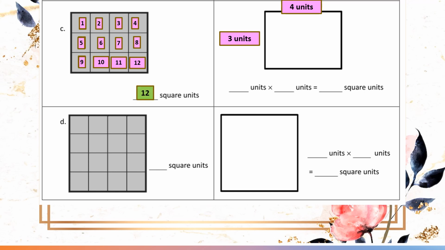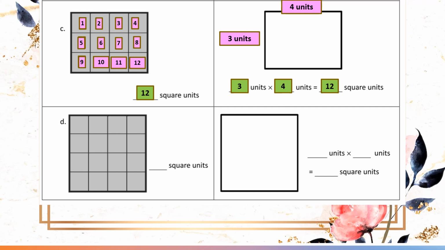So I'm going to write a 12 there. Now I used my squares to figure out my length and my width. So I can go ahead and write my numbers in my equation. So that's going to be 3 units times 4 units. And I have my answer of 12. All right, let's move on to D.